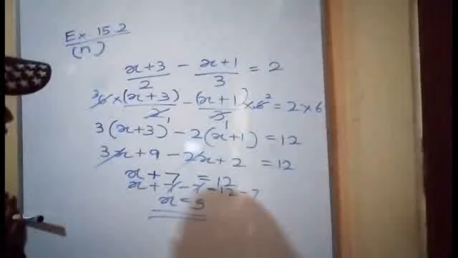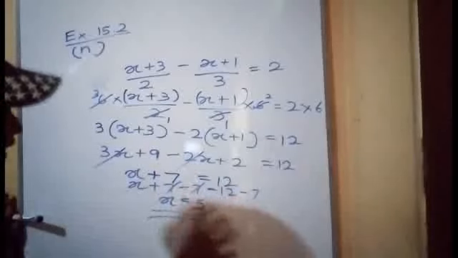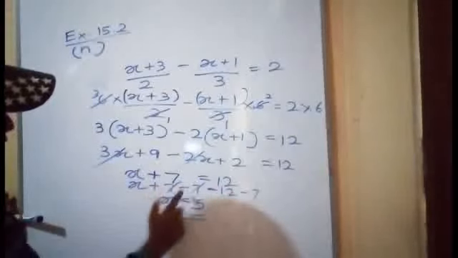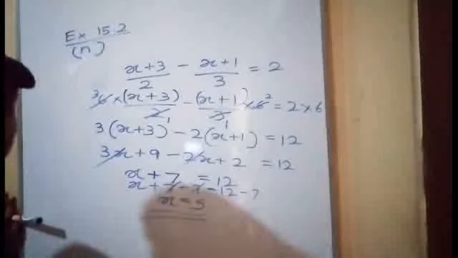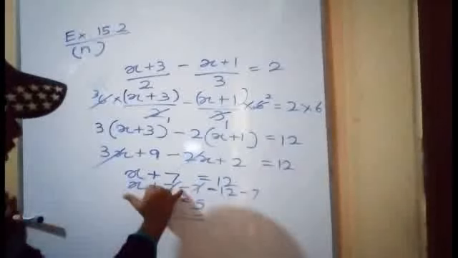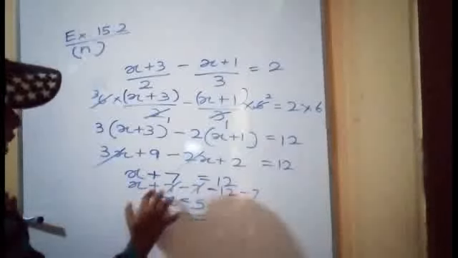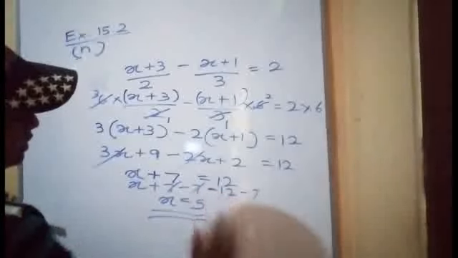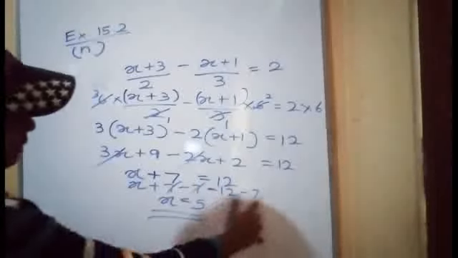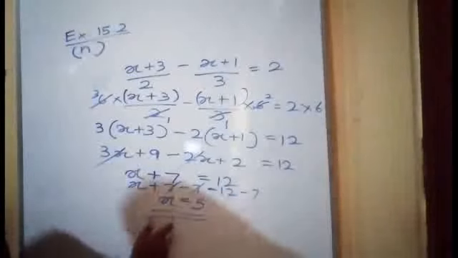And now the plus 7 is this constant value. We want to subtract both sides by this constant value, the 7. So x plus 7, both sides subtract by 7. 12 subtract 7 is 5, and the x is 5. Okay.